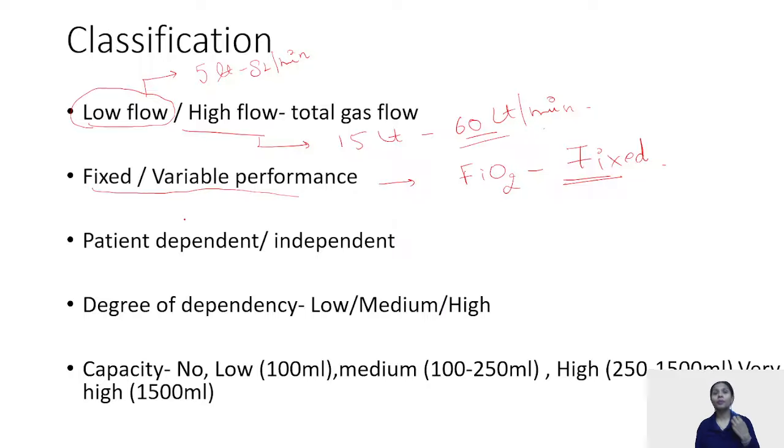Then we have degree of dependency, how much the patient is dependent on oxygen therapy for maintaining the oxygen levels in the blood. Low dependency means that the patient needs only supplemental oxygen. Medium dependency: along with supplementation of oxygen, the patient also requires some respiratory assistance. And high dependency means the patient cannot maintain his respiration on his own and needs almost complete support of respiration. That is high dependency.